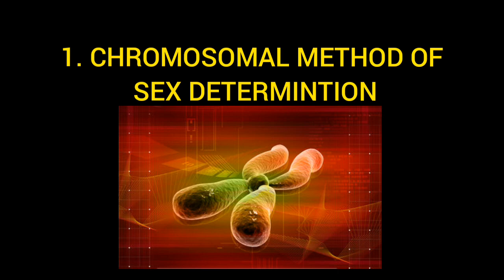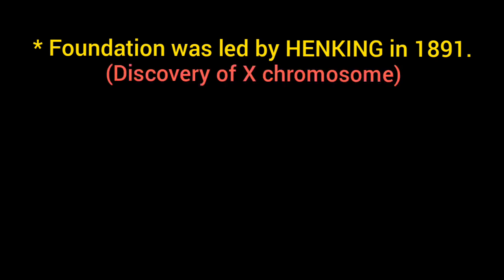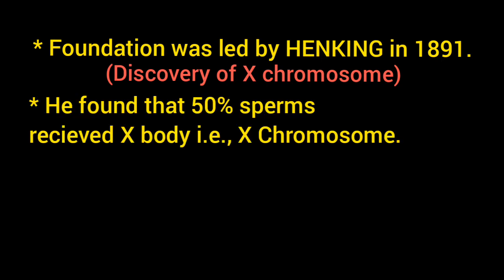First of all, students, foundation of chromosomal mechanism was led by a scientist known as Henking in the year 1891. Got it? So he was experimenting on various insects and he found that during spermatogenesis, he was able to observe a nuclear structure known as X chromosome. Also, he found that 50% of sperms received X body, that is X chromosome.